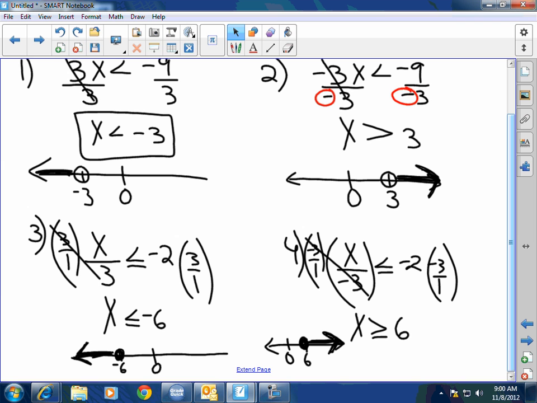I never said flip when you change the sign. Is that at all what I've been repeating 100 times today? You flip the inequality when you multiply or divide by a negative. I don't know what you mean by change the sign. That doesn't make sense to me.